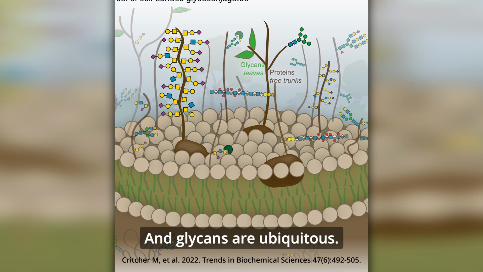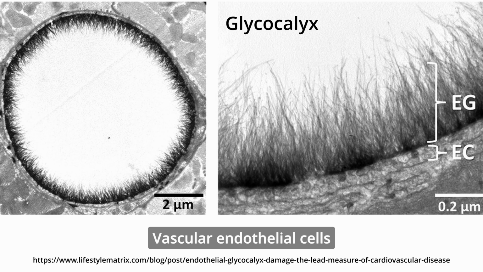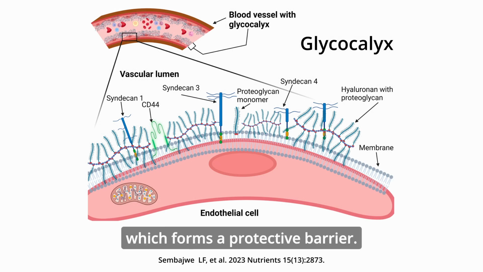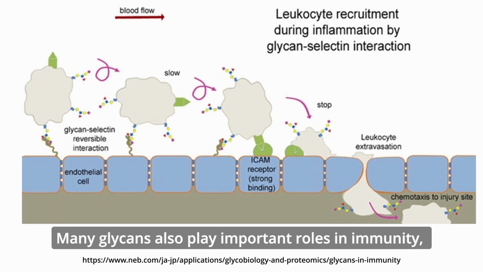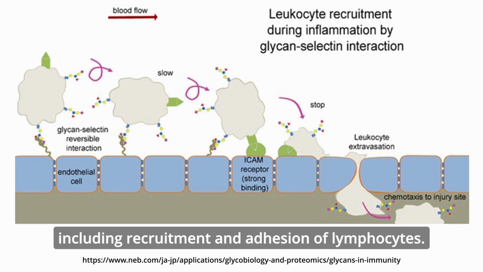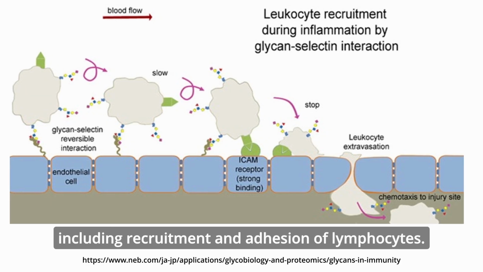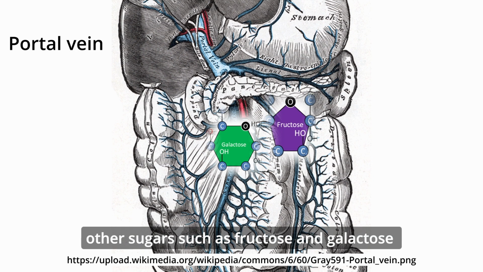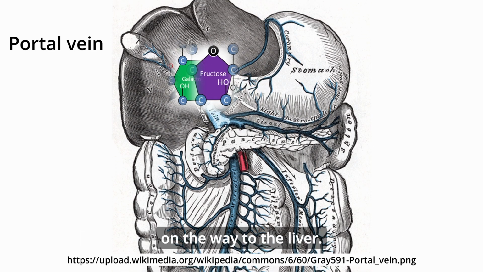And glycans are ubiquitous. Vascular endothelial cells are covered by a fuzzy coating of glycolipids and glycoproteins called the glycocalyx, which forms a protective barrier. Many glycans also play important roles in immunity, including recruitment and adhesion of lymphocytes. While glucose is the most abundant sugar in the blood, other sugars such as fructose and galactose pass through the portal vein on the way to the liver.